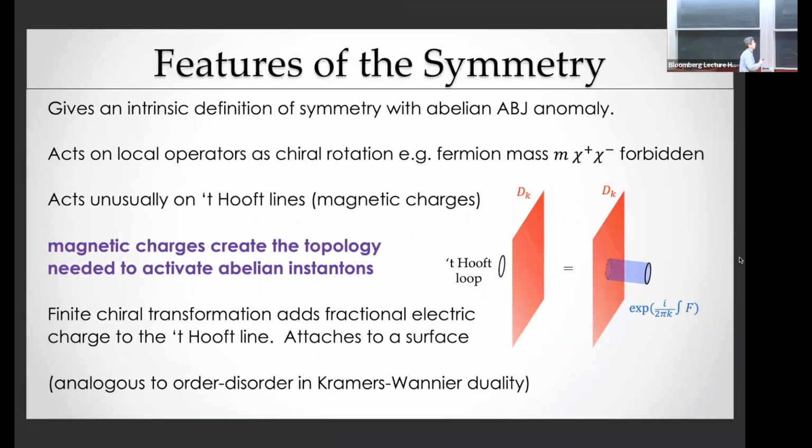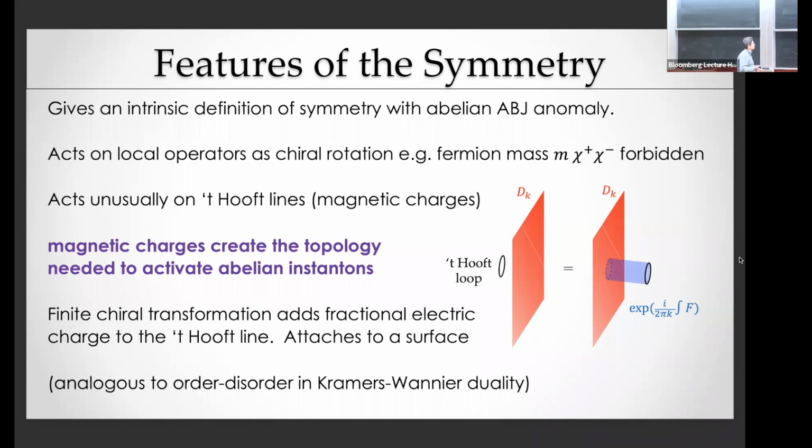Okay, so what are the features? This gives an intrinsic definition of the symmetry, this chiral symmetry, that had an abelian ABJ anomaly. So that was our first task. We gave some operator-like definition of it that makes sense without referring to weak coupling. So it acts on local operators as a chiral rotation. For instance, it forbids the fermion mass term. So it acts in the standard way, as was expected. Remember, this whole business started by saying, well, it looks like there's a chiral symmetry still. So here I'm telling you, yes, there kind of is.